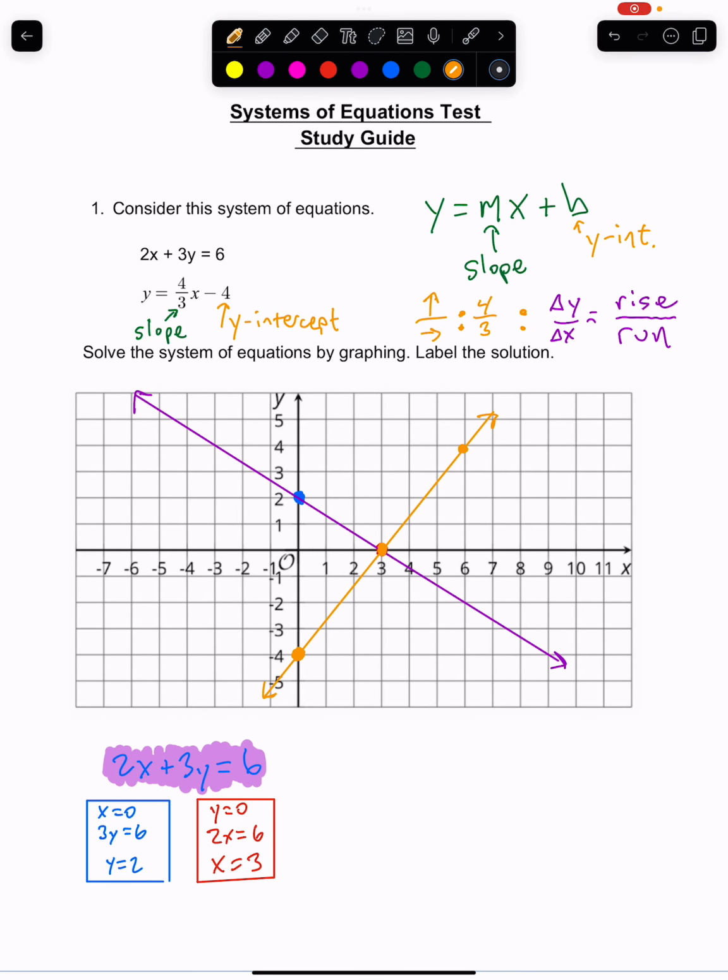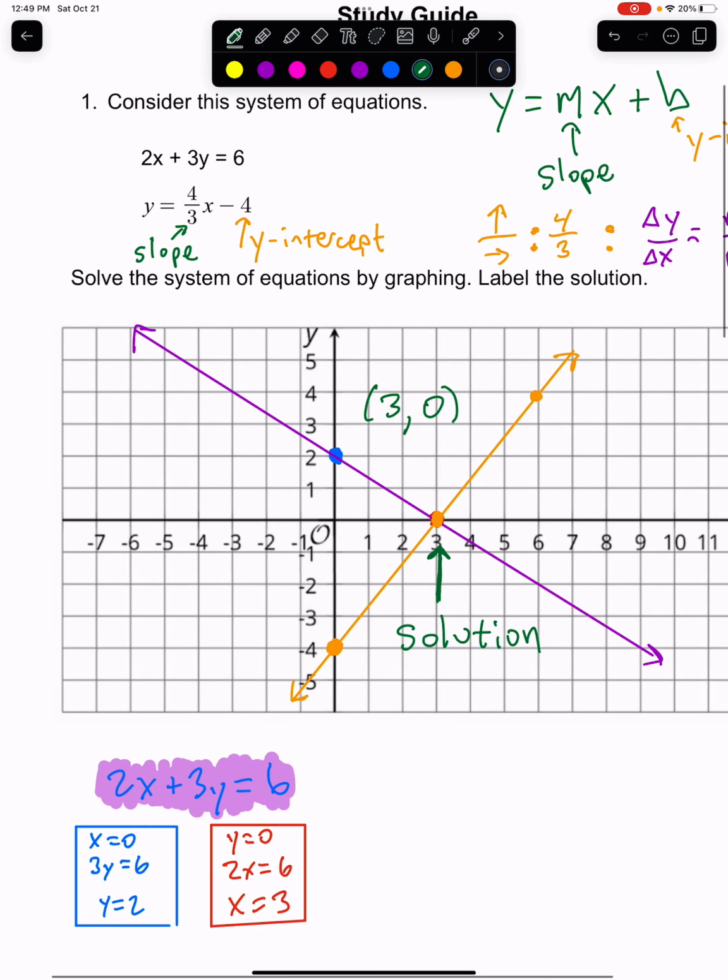And now all we need to do now is mark our solution. What's the solution to a system of equations when graphed? It is the point of intersection. Just like a pirate hides their treasure, under the x marks the spot. This little intersection right here tells us where both of these equations have the same x, the same y. Our solution is when x is 3, y is 0. And if you plug that into both of those formulas, it's going to make both of those formulas true.